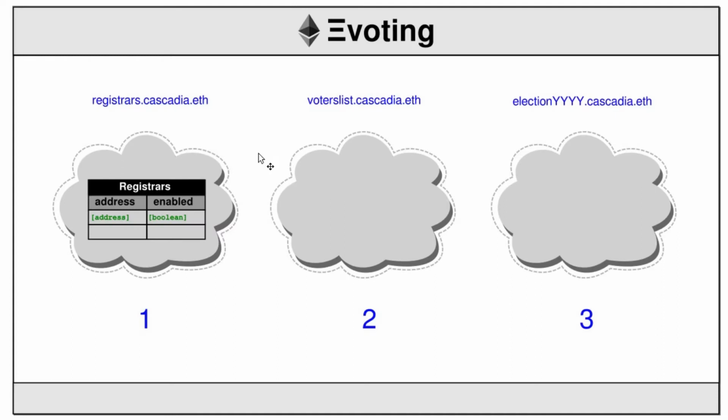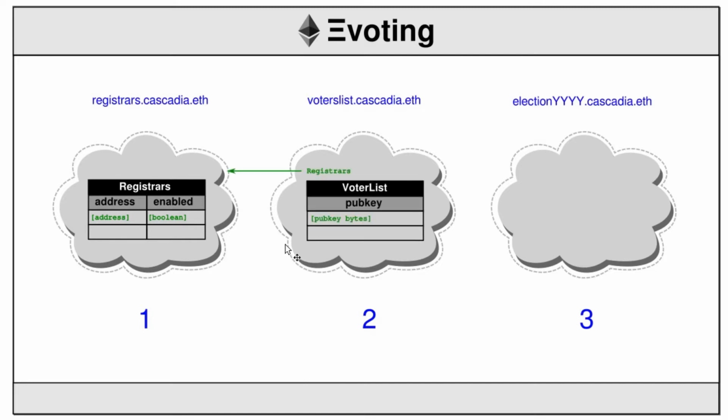The registrar's smart contract is simply a table, and this indicates Ethereum addresses for a group of people who are allowed to enroll other people into the voting system. We have a flag on each registrar to indicate whether they are enabled. We might disable registrars in exceptional circumstances, such as moral turpitude. Then we have a voters list, and the voters list is simply another table of public keys, a public key for each person who's allowed to vote. And the software enables the registrar to enroll voters and put their public key on this list.